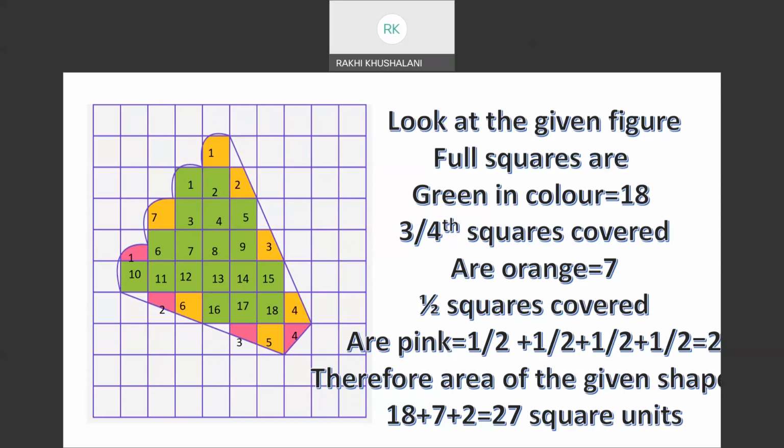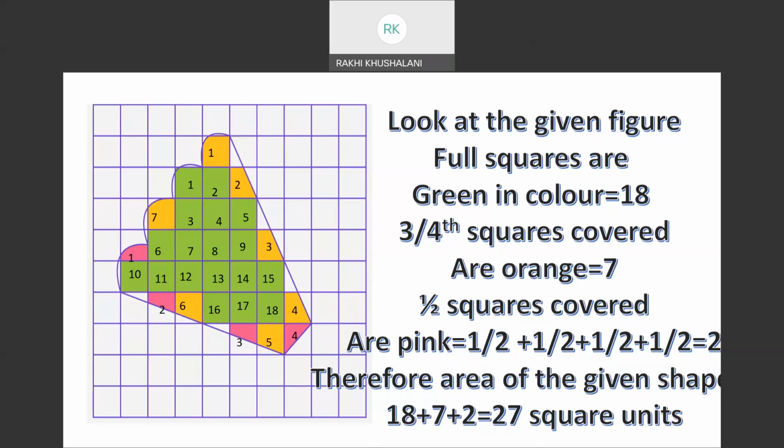Those which are covering more than 3/4, around 3/4, we will consider them as full squares only. So that's why when I wrote 3/4 squares covered are orange is equal to 7, I kept it as 7. I did not reduce it to 3/4. Okay? Those which are covering half or less, we take them half, half, half and then add them.